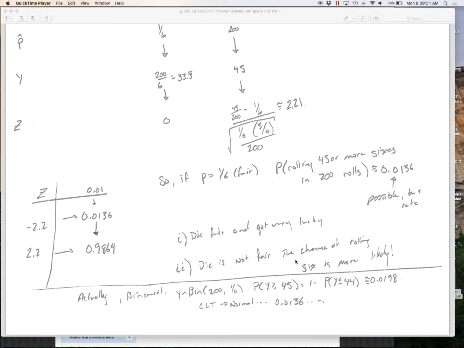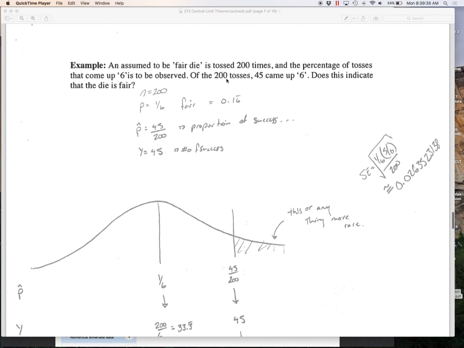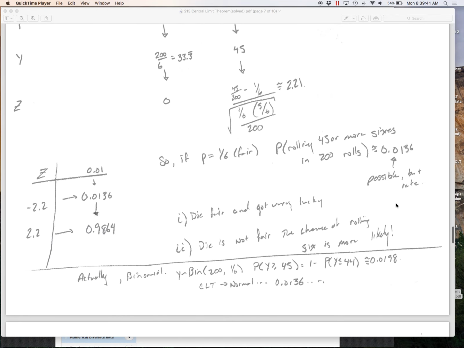The larger and larger n is, and here we've rolled 200 times, the better and better the normal distribution will do. So the closer these two values will get to each other.